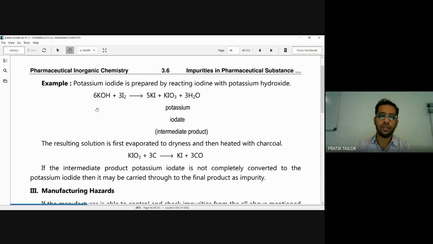Similarly, here you can also have this example, like KIO3 is formed as an intermediate product, and if your KI contains this impurity of potassium iodate, then it is called impurity of intermediate. So in this case, a multi-stage reaction is there, and your ingredients are reacting, forming an intermediate, and the intermediate is carried forward to the final product. Then your intermediates can be there as an impurity in the final product.